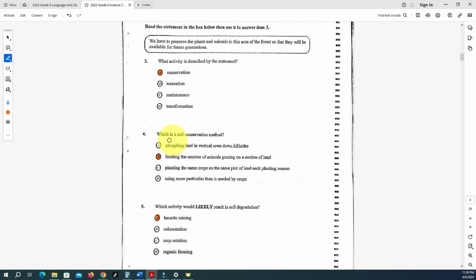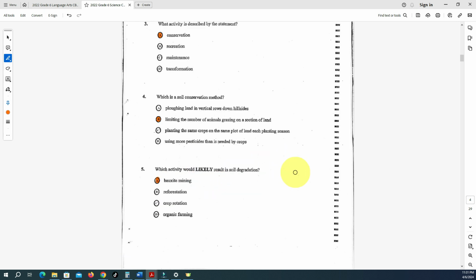Which is number 4, sorry, which is a soil conservation method? I see, limiting the number of animals grazing on a section of land. Because if you do that, then definitely you would be conserving the soil. Plowing the land vertically would definitely cause landslides, right? Planting the same crop is not a good thing. And using more pesticide is not good.